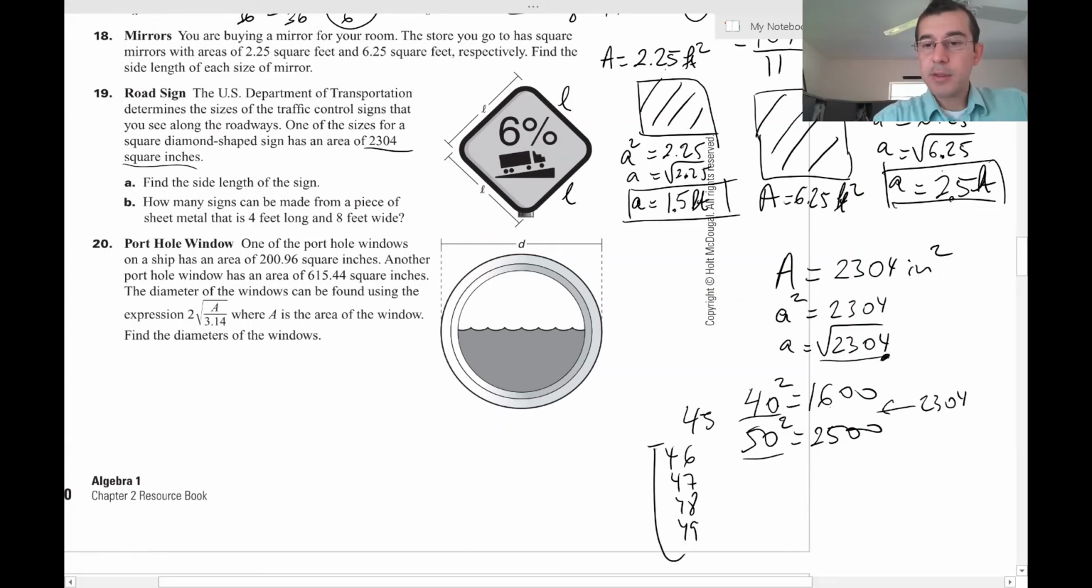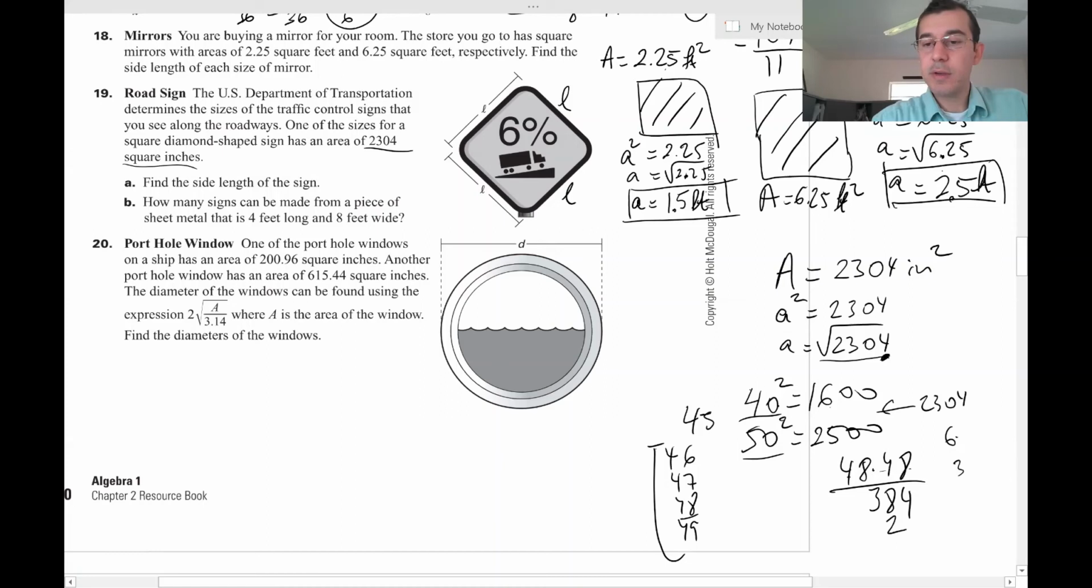Now the last digit is 4, so 6 times 6 is 36. 6 is the last digit, so that's not it. 7 times 7 is 49. That's not it. 48: 8 times 8 is 64. Yep, maybe it's that one, right? So let's just see. 48 times 48. 8 times 8 is 64. 4 and 6. 4 times 8 is 32, and 6 is 38. 4 times 8 is 32.